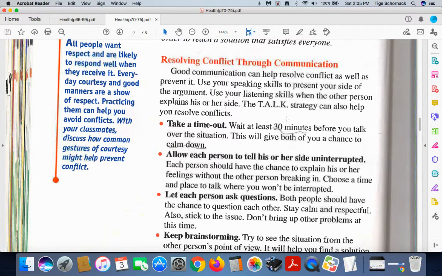T is for take a time out. Wait 30 minutes before you talk over the situation. This will give you both a chance to calm down. And again, sometimes that can't happen, the 30 minutes. It depends on the situation.